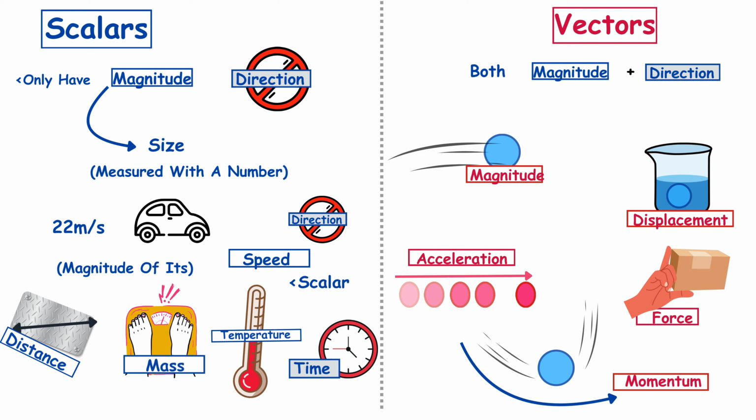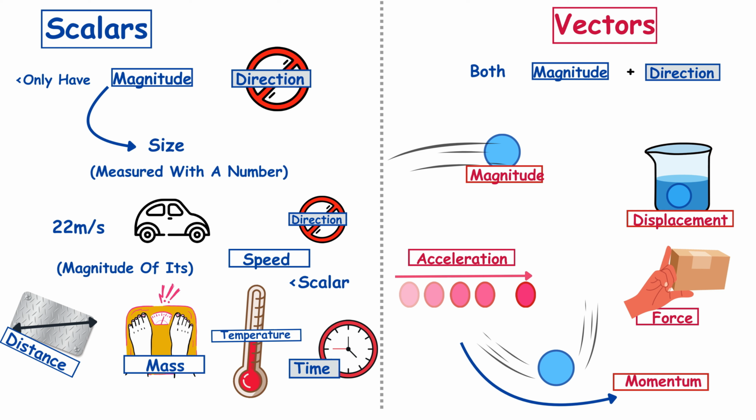For example, if a car is traveling at a speed of 22 meters per second, the number 22 represents the magnitude of that speed. Since the speed value does not specify a direction such as north or south, it is considered a scalar quantity. Scalars describe how much, but not which way.